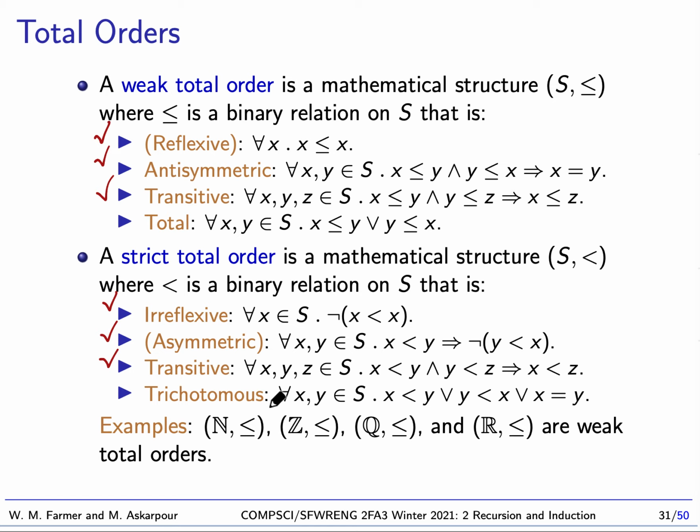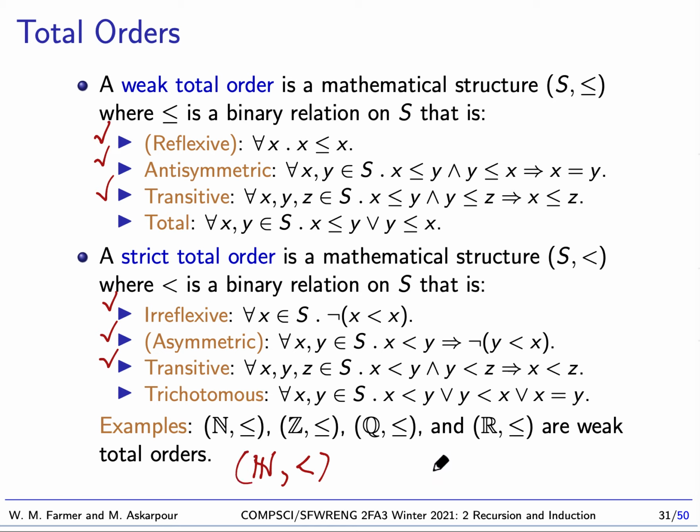Now, a strict total order also has the same 3 properties of a strict partial order, but we have an additional property called the trichotomous property. It says that for all X and Y, X is strictly less than Y, Y is strictly less than X, or X equals Y. And so here are some examples that you have seen every day from mathematics of weak total orders, and of course there are corresponding examples of strict total orders.